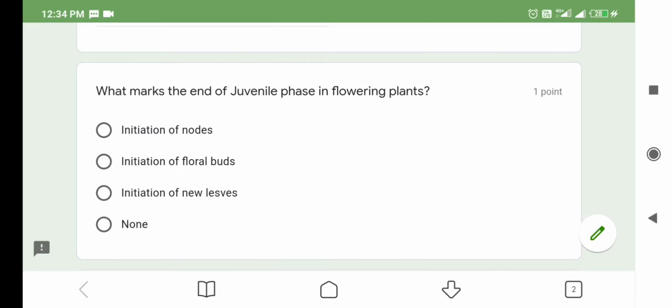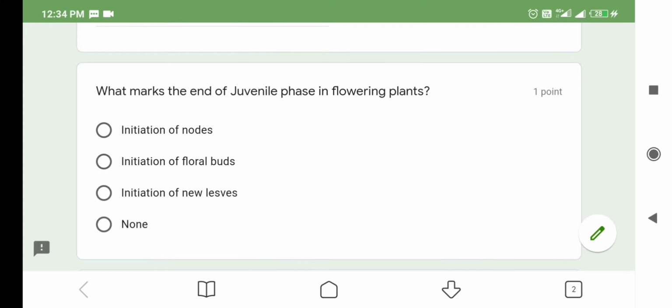What marks the end of juvenile phase in flowering plants? Option number 1, initiation of nodes. Option number 2, initiation of floral buds. Option number 3, initiation of new leaves. Option number 4, none.